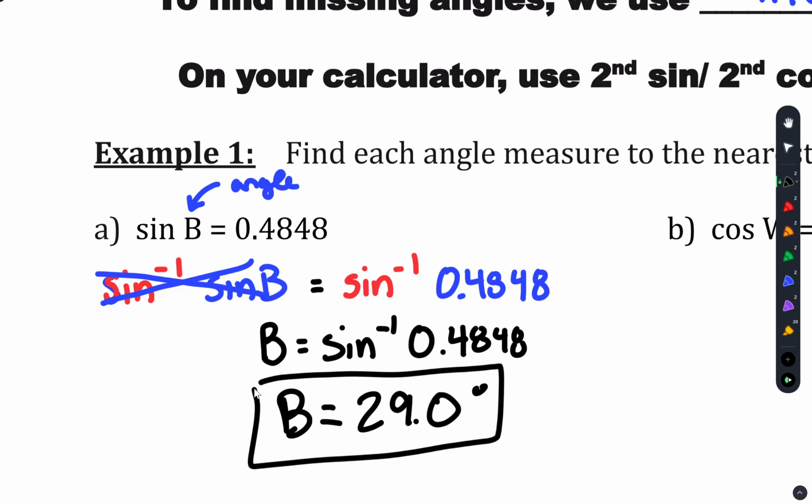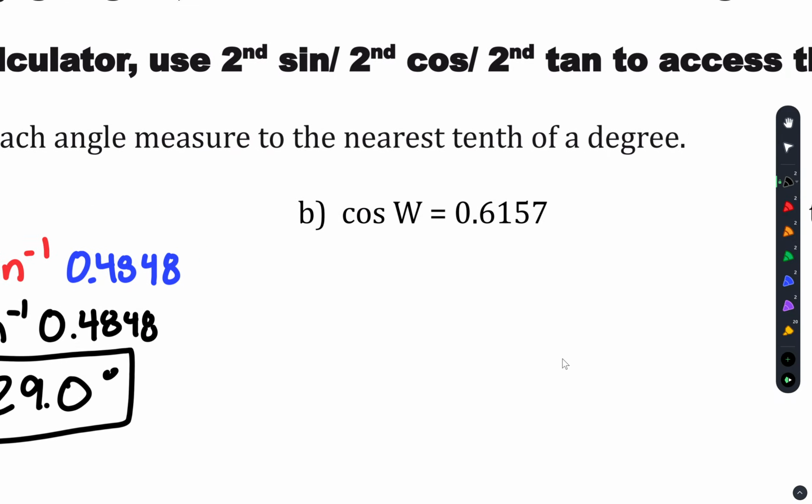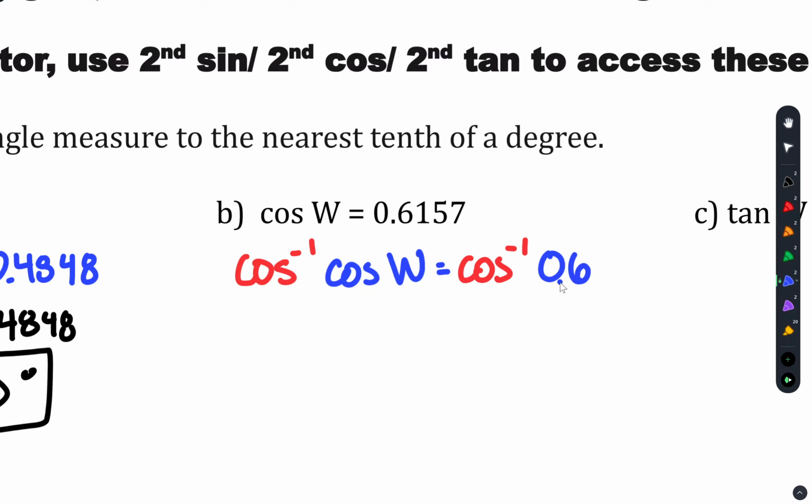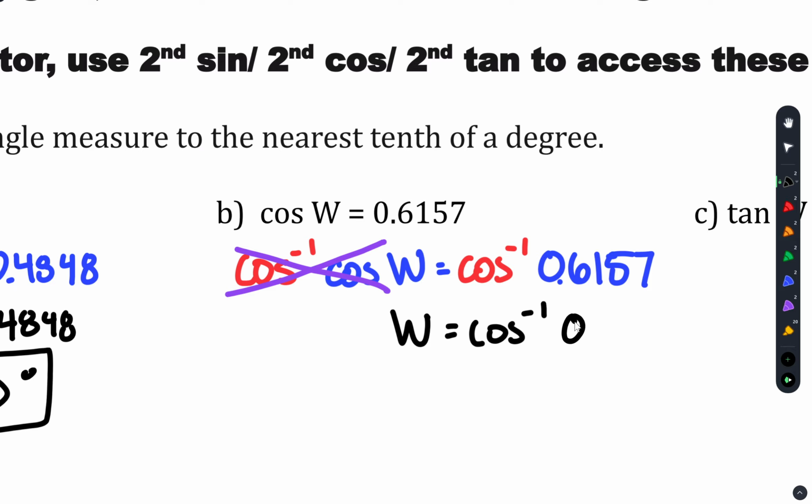Okay, so I'm going to rapid fire through the next 2. It's the exact same thing. The inverse of sine is inverse sine. The inverse of cosine is inverse cosine. So I'm going to do cosine inverse of both sides. That cosine inverse cancels out the cosine. So all I'm left with is W equals cosine inverse of 0.6157. And that's what goes in my calculator.